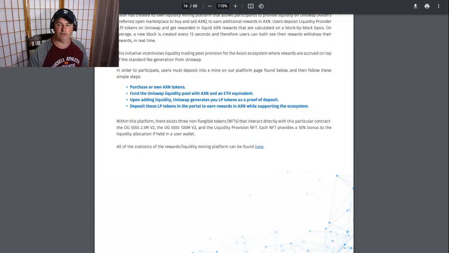And each NFT, if you hold all 3, each individually, gives you a 10% bonus to the liquidity allocation if held in your wallet. So if you had all 3, you'd get 30% bonus on top of the normal APY. The normal APY without those NFTs ranges between 80 and 125%, depending on how much is in there. At the moment, it's around 80, 90. Plus, if you had those 3 NFTs, you'd get another 30% on top of that, so it'd give you about 120% at the moment. If you just had one, then you're probably looking at going from 90 to 100%. So that's how that works.